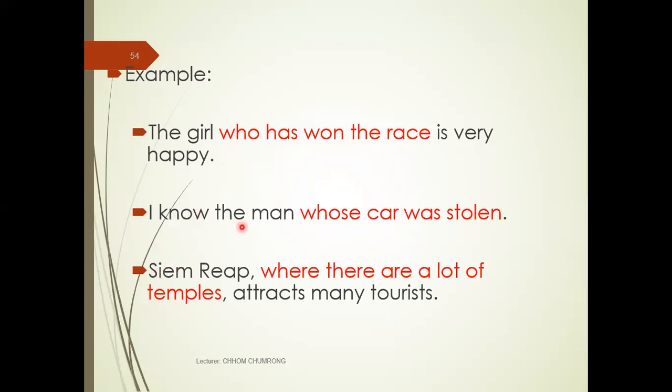And another one: I know the man whose car was stolen. So whose car was stolen is called DC, right? And I know the man is IC. So combined together, this is called a complex sentence.